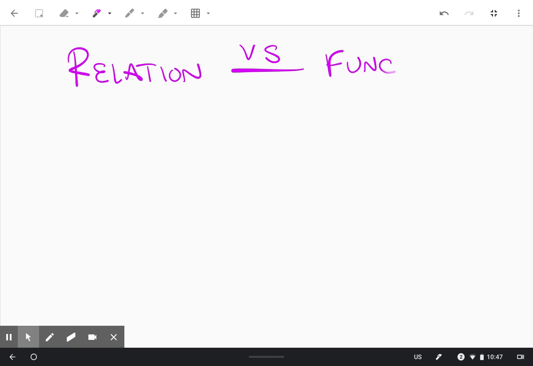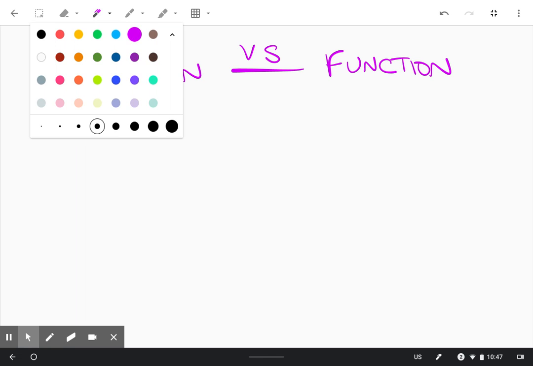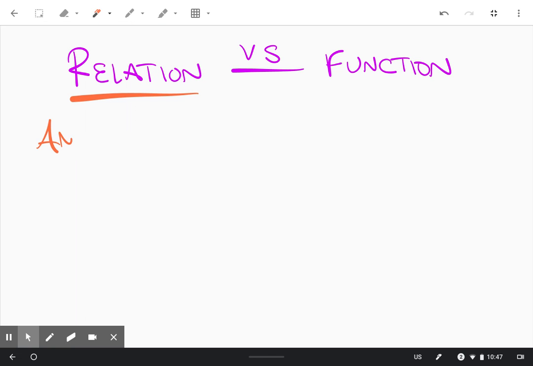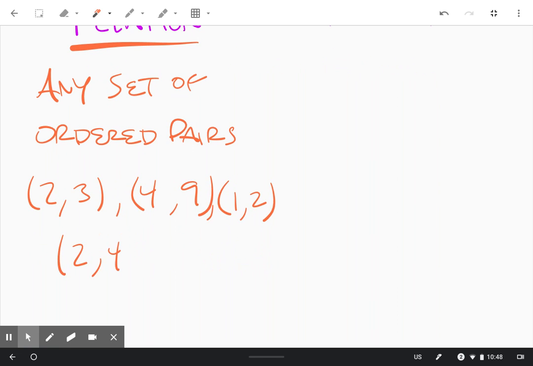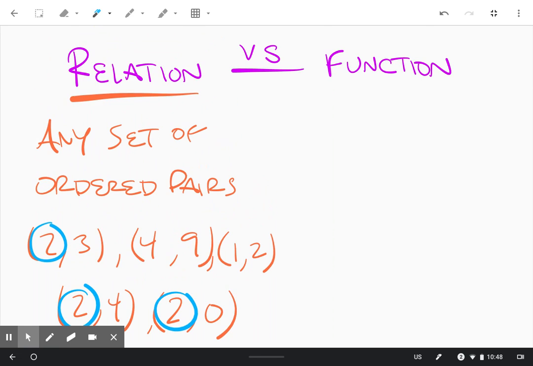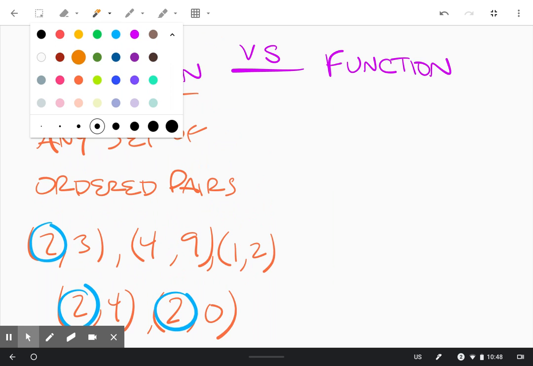In a relation, it's just any set of ordered pairs. It's just anything. It doesn't matter. It's like 2, 3, and 4, 9, and 1, 2, whatever. Any set of ordered pairs. And those can have repeating answers. Notice how there are multiple that have the value of 2 as the first value. Now that is going to come back into play here, but a function means this.